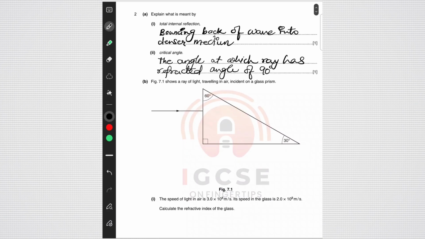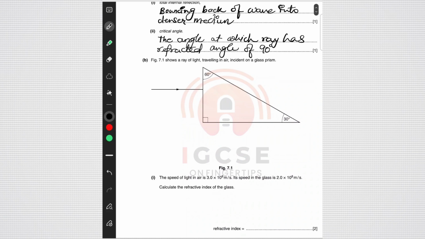Then figure shows a ray of light traveling in air incident on the glass prism. The speed of light in air is 3 into 10 to the power 8. Its speed in glass is 2 into 10 to the power 8. Calculate the refractive index of the glass.